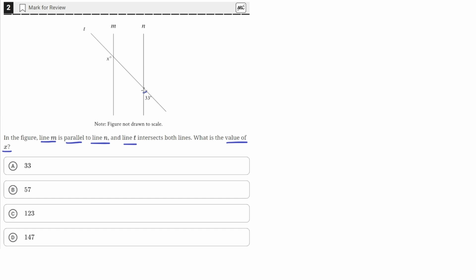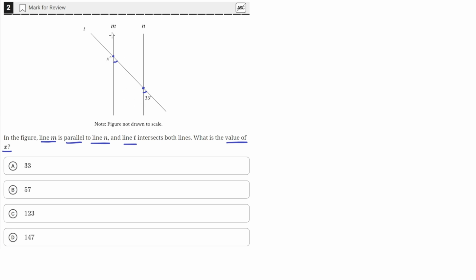Since this is a set of parallel lines being intersected by a transversal, it means that corresponding angles are equivalent. So this 33-degree angle here corresponds to this angle right here. You can think of it as if you moved this intersection point and put it on top of this one. This angle and this angle would be overlapping. So that means that they have the same degree.